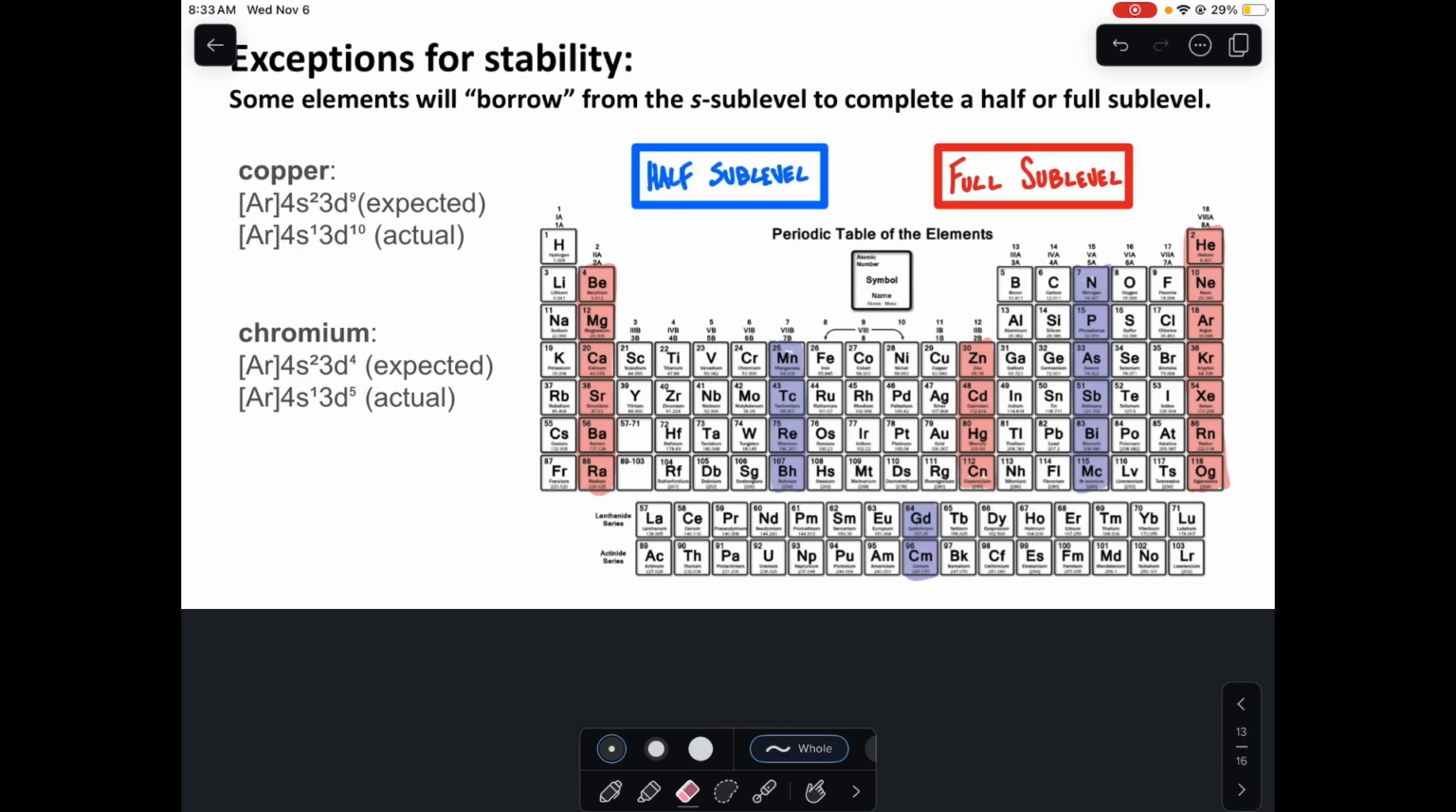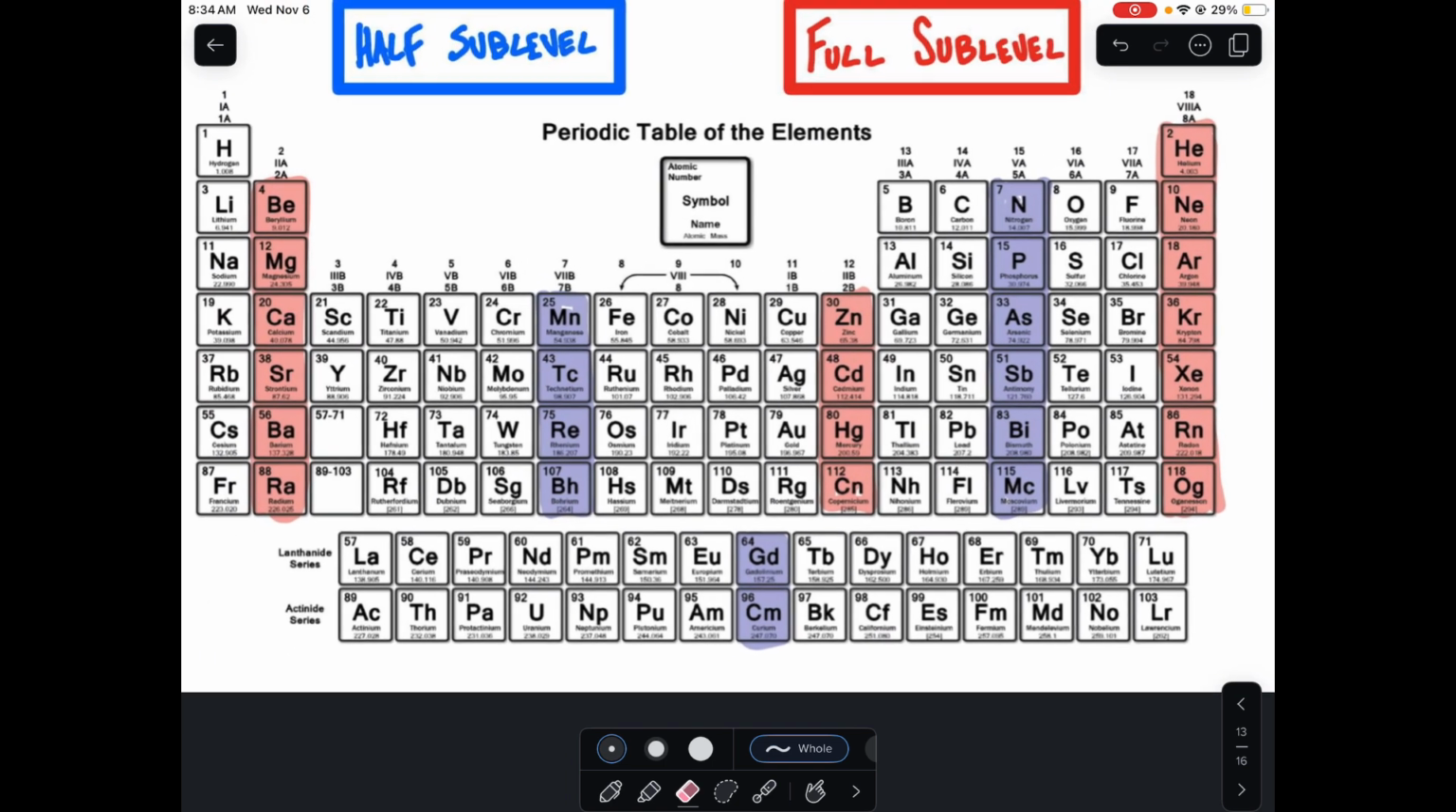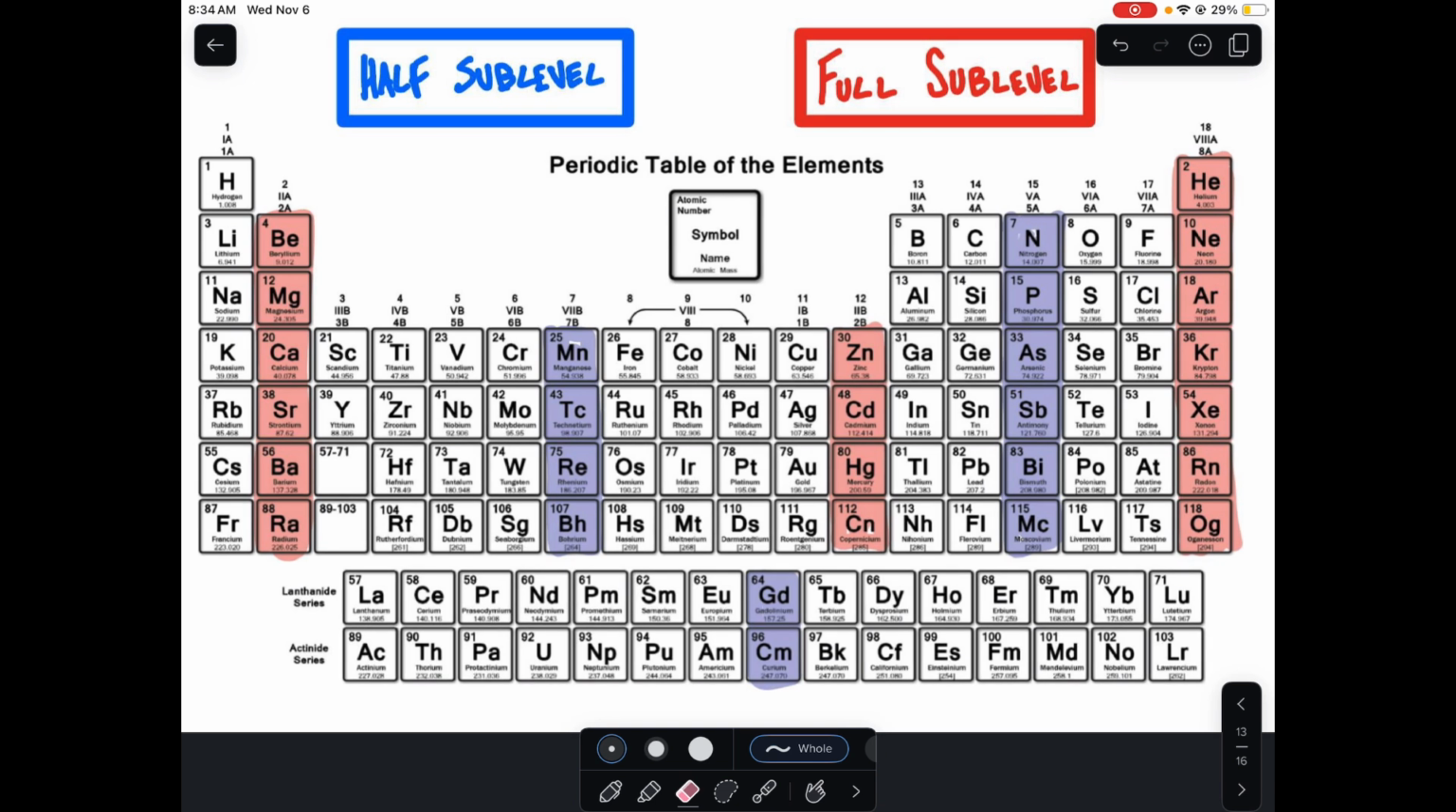All right, so some exceptions for stability. Some elements will borrow from the S to complete a half or full sublevel. So if you just look at this periodic table, the ones outlined in red have a full sublevel, right? So beryllium, for example, is going to be 2s2. So it's happy. It's got that full S sublevel.